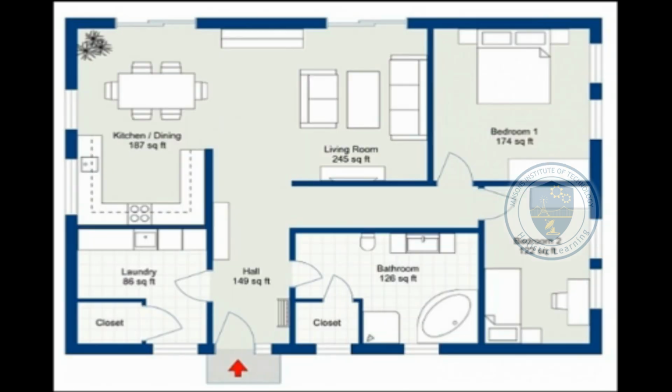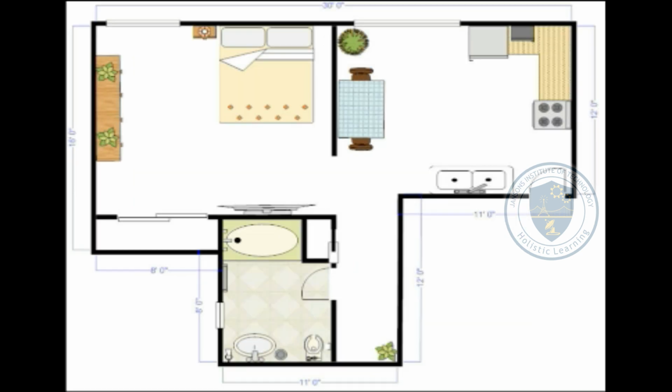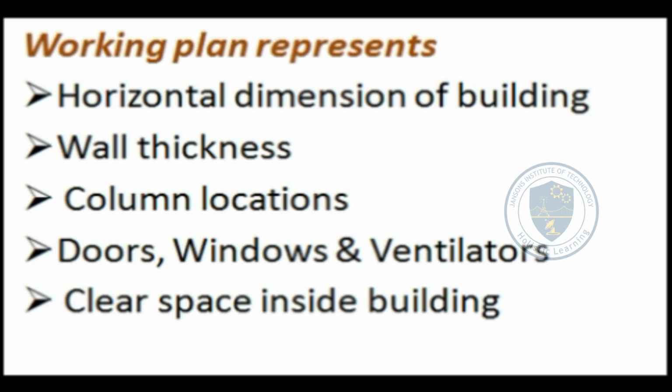Next is working plan. Working plans are a set of drawings or 2D diagrams used to describe a place or object to communicate building. Working plan gives the information of horizontal dimensions of building, thickness of walls, clear spaces inside the building, and column locations. It also shows the openings required in the buildings such as doors, windows, and ventilators.